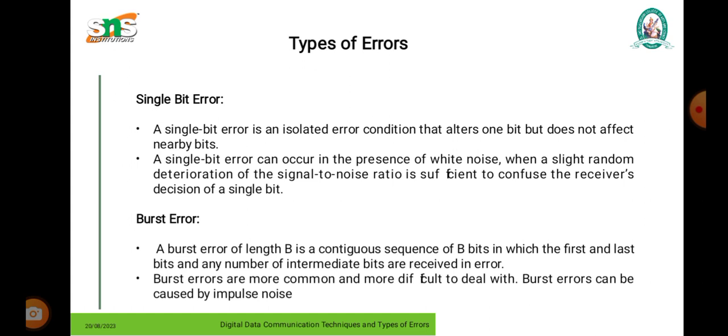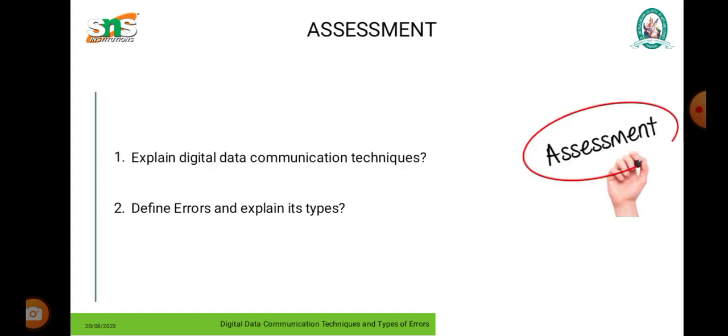And next one is burst error. A burst error of length B is a contiguous sequence of B bits in which the first and last bits and any number of intermediate bits are received in error. Burst errors are common and more difficult to deal with, and a burst error can be caused by impulse noise. So these are the types of errors.